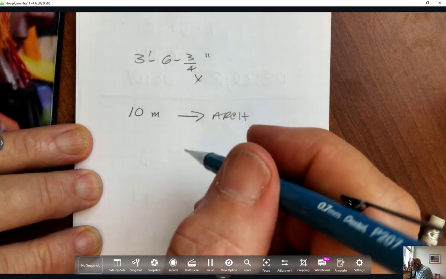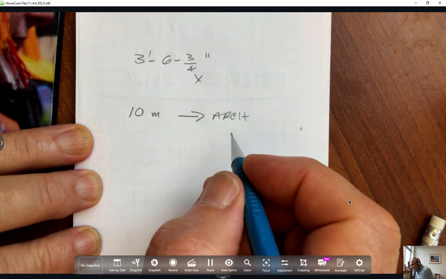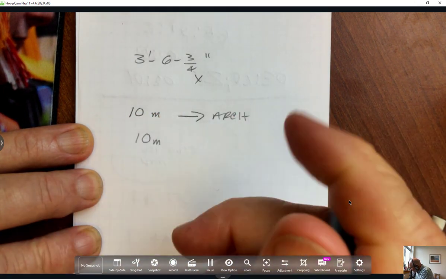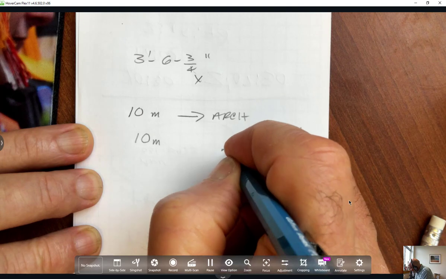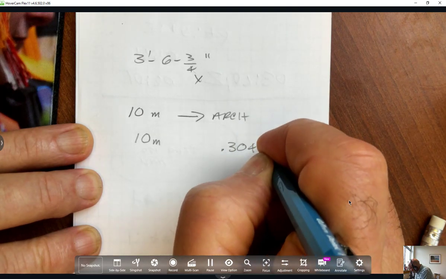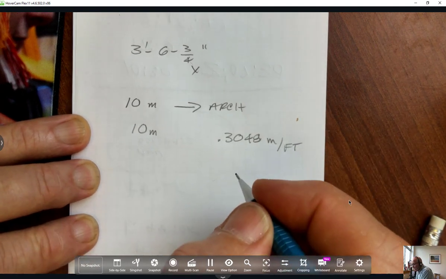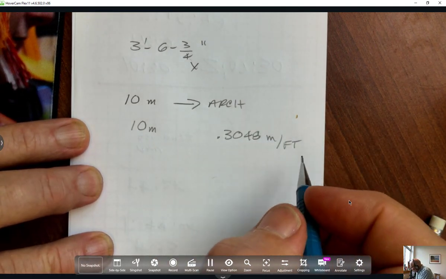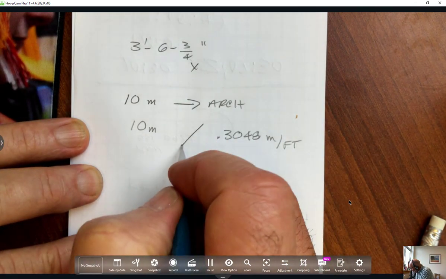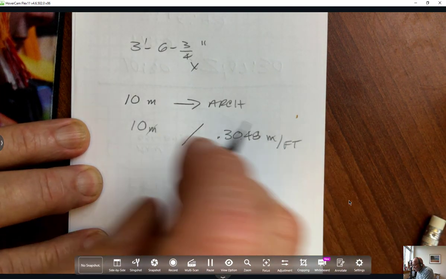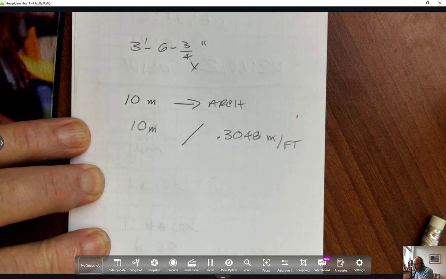So what we need to do first is convert the meters into decimal feet. If you start with 10 meters, then you indicate that the conversion factor is 0.3048 meters per foot. Notice that the units are being written down for all of these. How would I get rid of meters? I'd have to divide this number into that one to get rid of those units. Then it becomes feet. So we'll bring up a calculator.